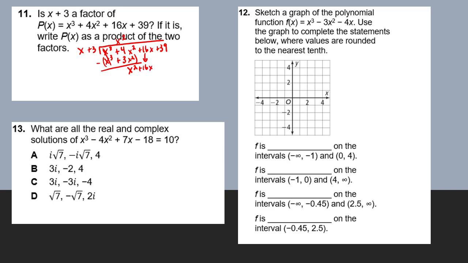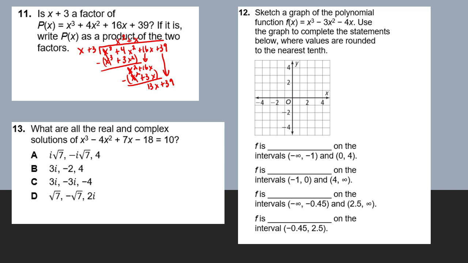Okay, so then again, x can go into x squared, we need 1x. So x times x is x squared, x times 3 is 3x, and then again, you're going to put that in parentheses and subtract. Okay, so that cancels out the x squareds. That makes that a negative 3x. If you add that to the 16x, you're going to get the 13x there. And then we're going to bring down the 39.